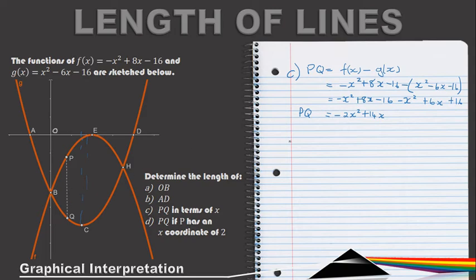All right, and then for D, we need to find PQ if P has an x coordinate of 2. So if P's x coordinate is 2, that means we substitute 2 in for x, so PQ is equal to -2, replacing x with 2, squared, plus 14, and again x with 2. So this is -2 times 4 plus 28, and this is minus 8 plus 28. So our answer is 20 units.